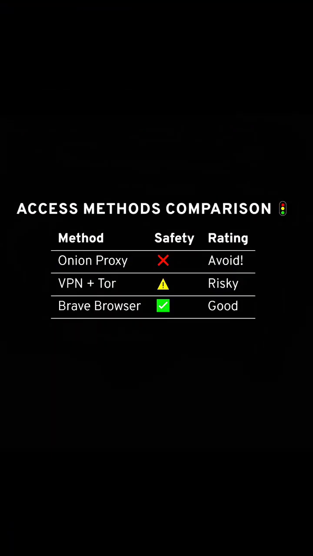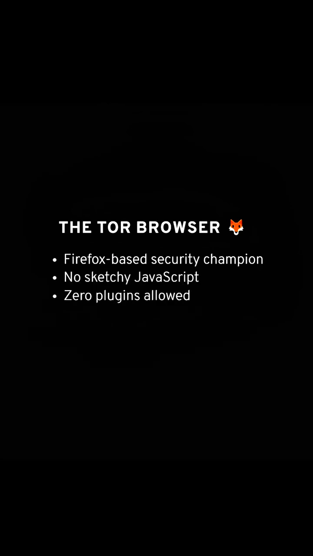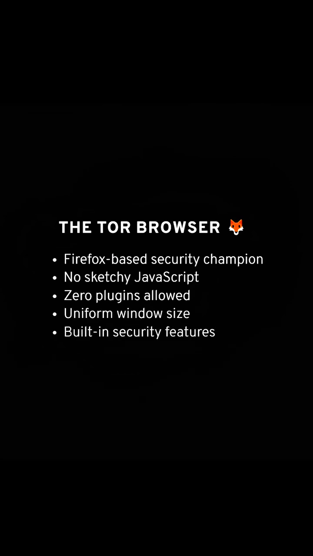Now, onto the star of the show, the Tor browser itself. This little gem is like Firefox on steroids. It's specifically designed for anonymity and doesn't run untrusted JavaScript or have any plugins. That's crucial because even seemingly innocent plugins can leak your information. Plus, one of its clever tricks is that it maintains the same browser window size for all users. This means there's very little personal info being given away.